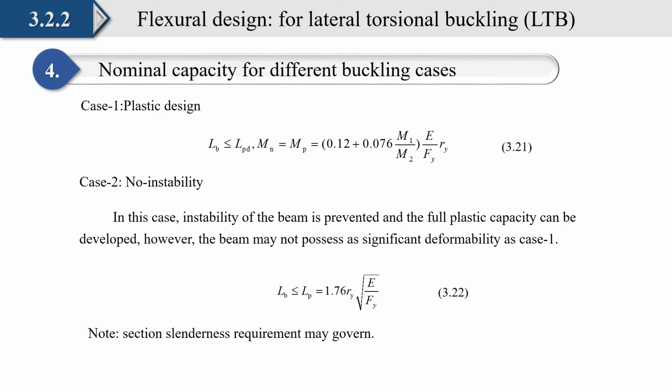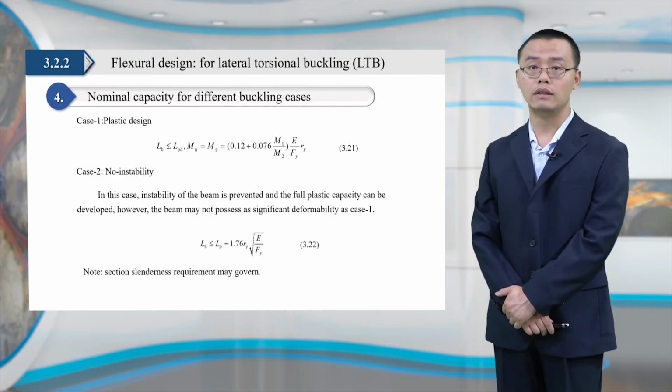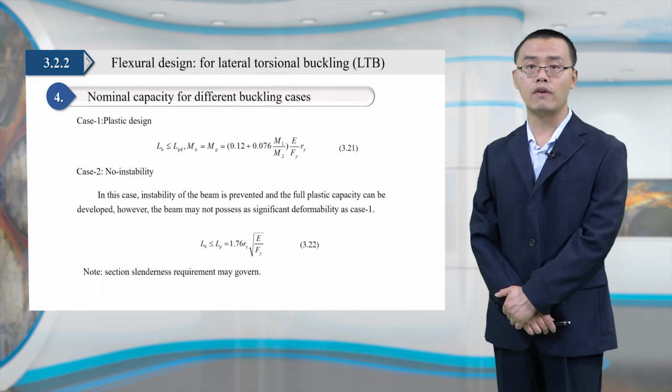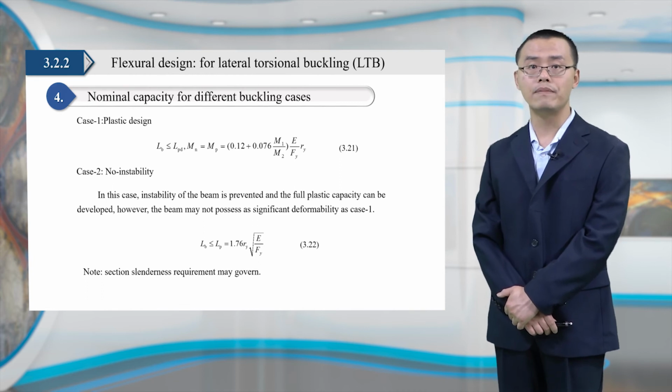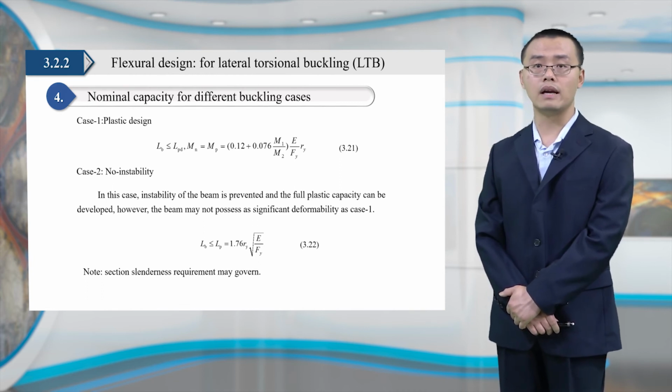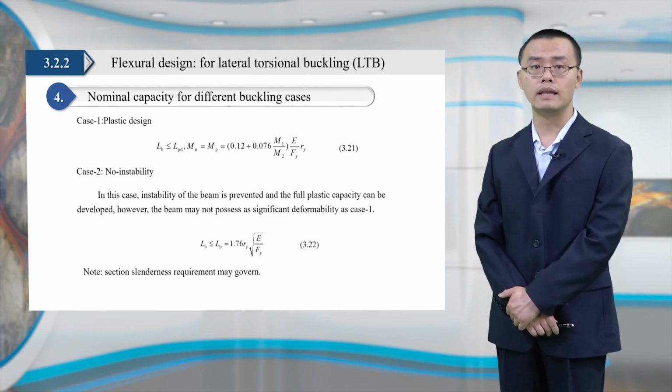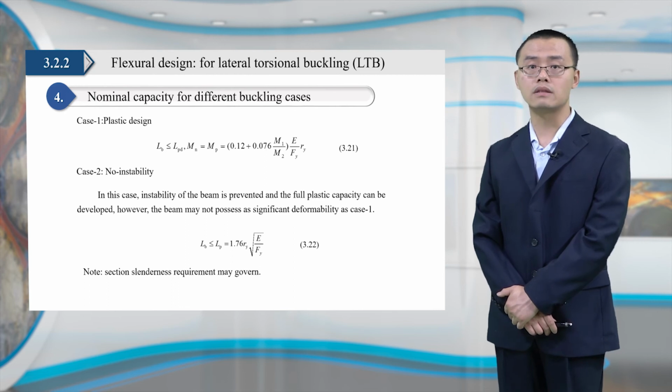Case number 2, no instability. In this case, instability of the beam is prevented and the full plastic capacity can be developed. However, the beam may not possess as significant deformability as case 1, so L_B is expressed as formula 3.22. Note: section slenderness requirement may govern.